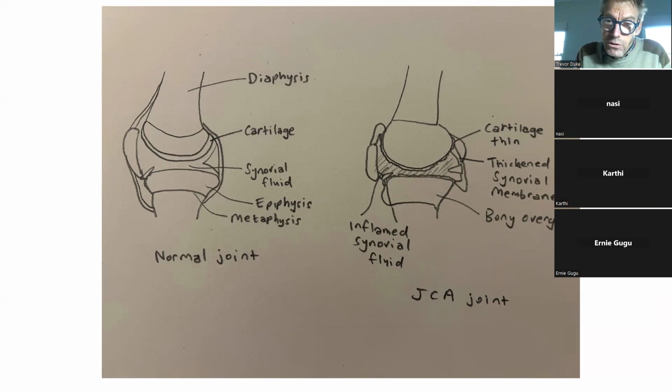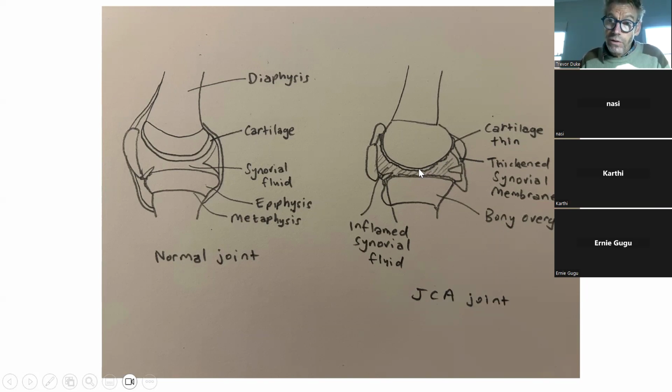And I just wanted to show in the other diagram what happens in juvenile chronic arthritis. You can see that in JCA, the cartilage over time thins down and the joint space becomes much more narrowed as there's a thickening of the synovial membrane, a loss of synovial fluid, a loss of the cartilage. And so the joint space that you see on X-ray becomes quite narrow.